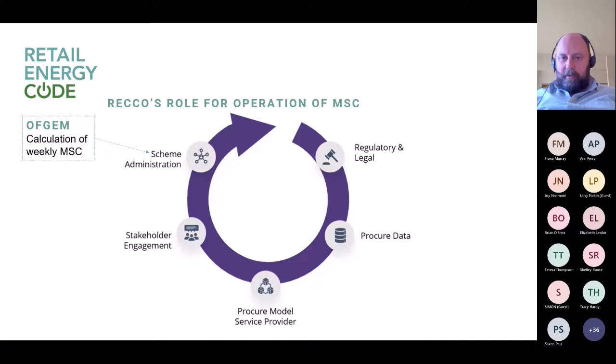But parallel to all of that, we've been getting on with the other bits that we need to do to get in place. So rather than wait for R35 to be signed off, we've been carrying out the procurement not only of the data but of a service provider to develop the billing model and subsequently help us administer the scheme. That's essentially RECCo's role, if you like, to make sure that we are discharging the requirements not only of the REC but also enabling REC parties to discharge their licence obligations in respect of this scheme.